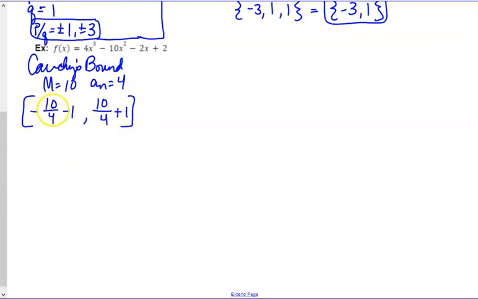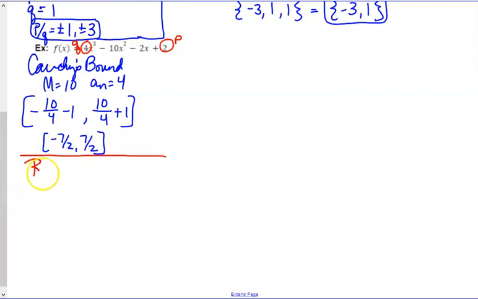So when you do that, this becomes a negative 5 halves minus 1. So a negative 5 halves minus 2 halves is actually a negative 7 halves. And 5 halves plus 2 halves gives you a positive 7 halves. So I get negative 7 halves to positive 7 halves as the bound where my answers are going to occur, where those zeros are going to occur. Okay? All right, now let's do our rational root theorem, where I have to look at the possibilities of each one of these factors with my p's over q's.